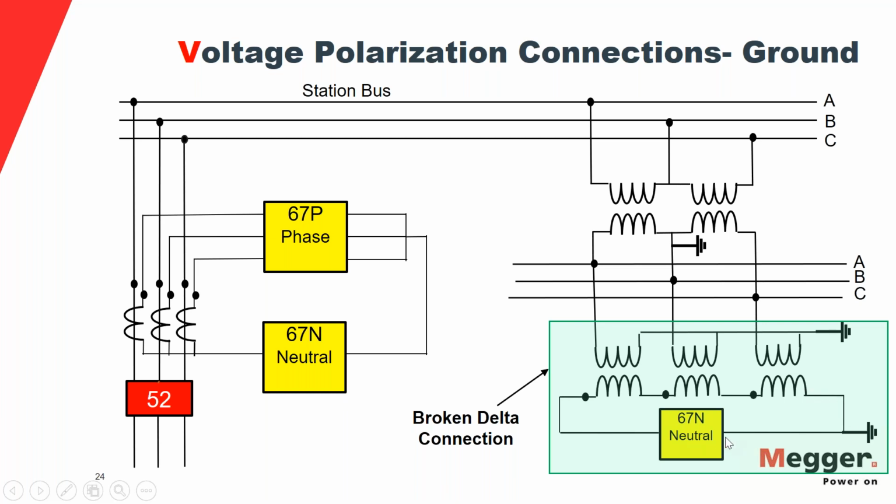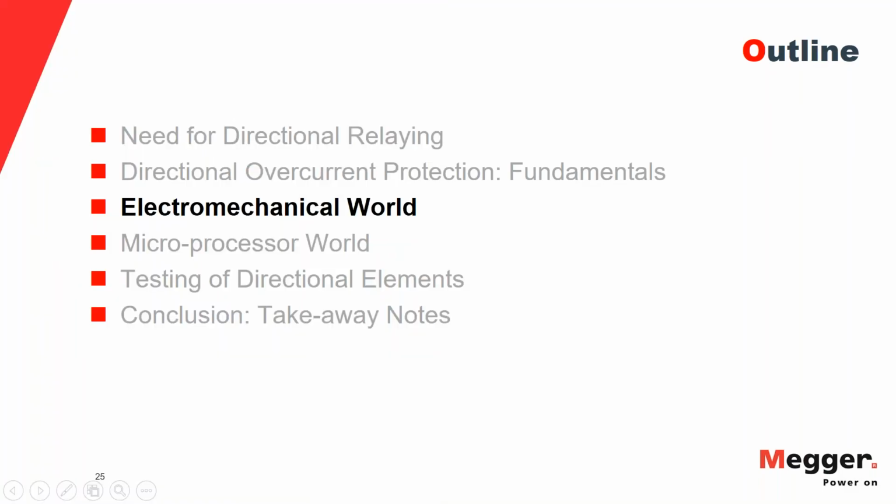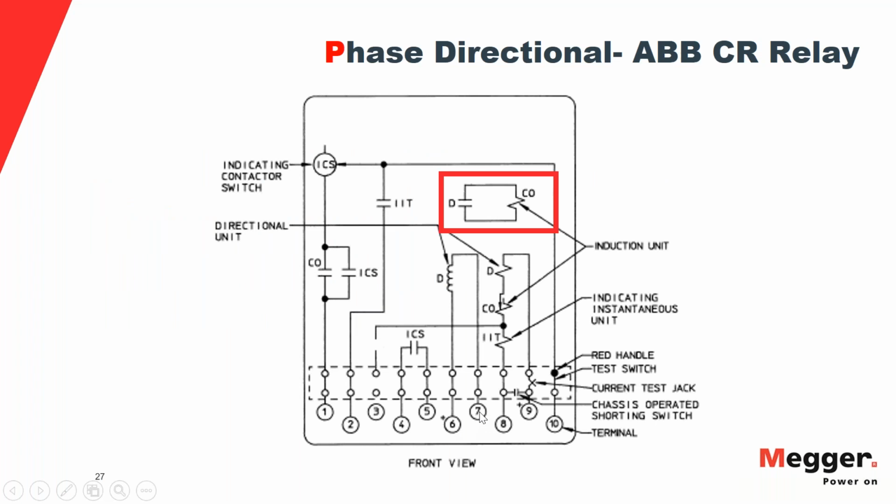So these two studs are measuring the voltage, and let me show you here in the electromechanical example. 6 is polarity and 7 is non-polarity. So this is the phase A polarity, and 7 is the phase C non-polarity. So you can see that the summation would be your zero sequence voltage, and that zero sequence voltage is being used for polarization.